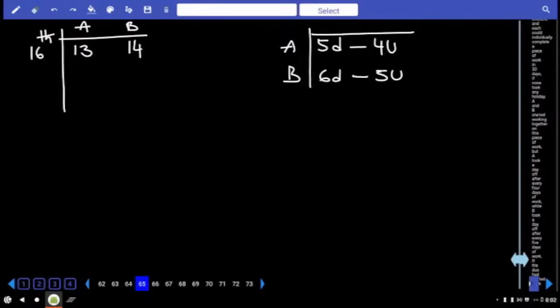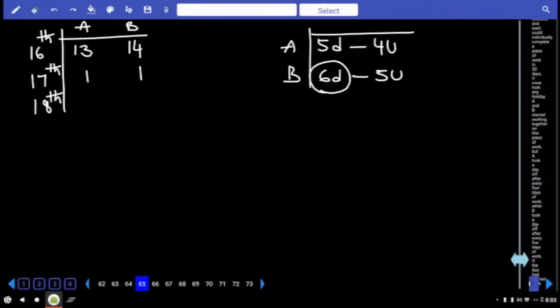So far, what is the total work done? 27. 17th day. Is A on leave or working? Working. B? Leave or working? B is on leave for every 6th day. So he will be on leave on the 6th day, then the 12th day, then the 18th day. Right. So on the 17th day, A does 1 unit, B also does 1 unit. So far, how many units of work are done? 29.